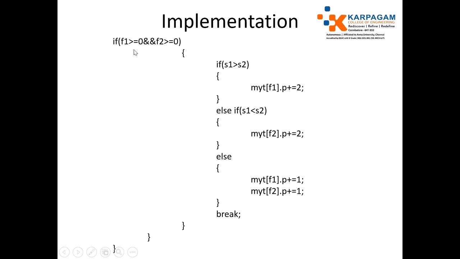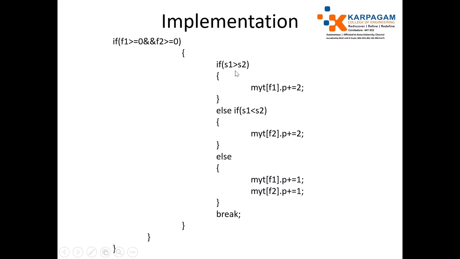Now, for the points, I check f1 greater than 0. If it is updated, flag 1 will be greater than 0. F2 is another flag meant for team 2. If team 2 details are updated, it will be greater than or equal to 0. Now check first the S1 value, the scores obtained by S1 greater than S2.